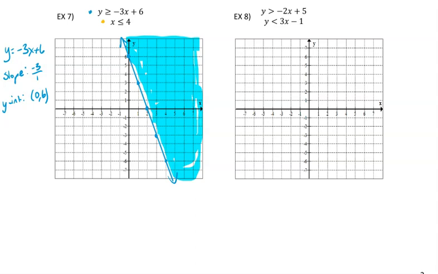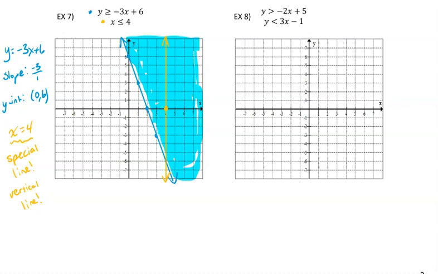Then we'll do the same thing for the second line. So x equals 4. So remember, one of our variables is missing. This is another one of our special lines. So if it's x equals a number, that means it is going to be a vertical line. So we go over to x equals 4, put a point, then we can draw a vertical line straight down through this. So that's what we'll do.